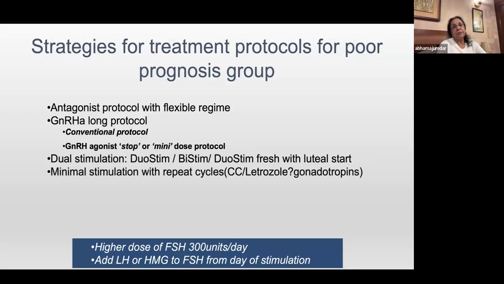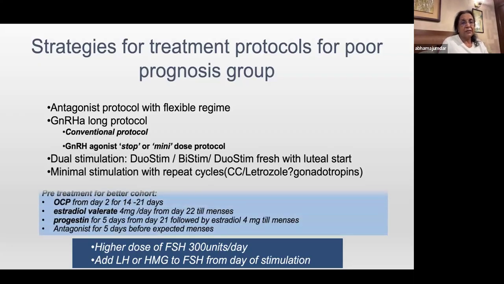And then the last is minimal stimulation with repeat cycles. You have to understand that if the patient has very low reserve, a lot of people still resort to minimal stimulation, but you have to do repetitive cycles if you get only 1 or 2 oocytes. With conventional protocol in poor responders, we sort of explore the full capability of the antral, preantral follicles, which can all be recruited into dominance into the follicular phase.